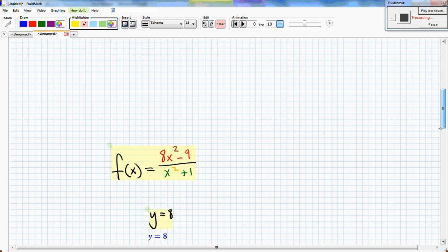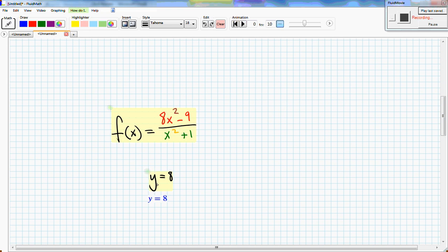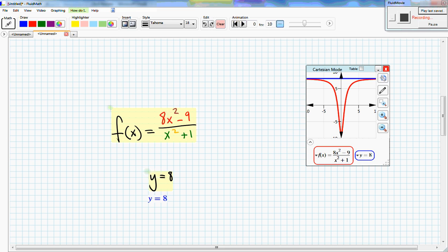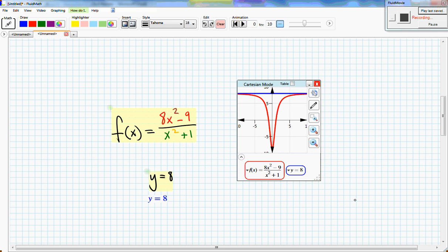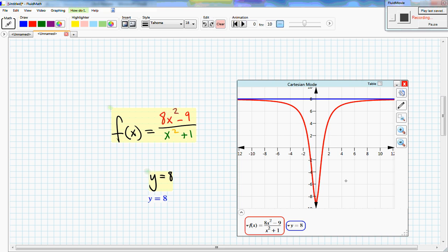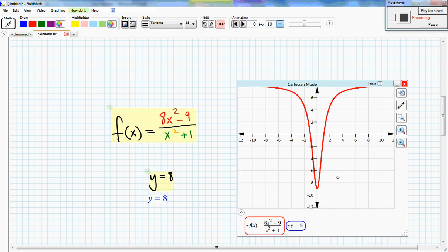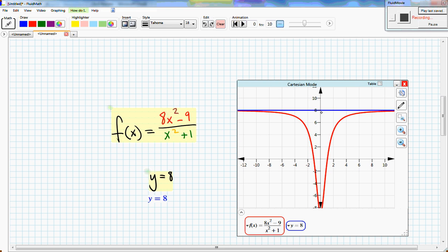So just to check it out, I've got it all set for us down here. We take this function and the line y equals 8, and we actually get a really cool graph. When I put it on the graph here, you can see that there is no vertical, right? It has this cool little dip down here. No vertical, but there is a horizontal at y equals 8.